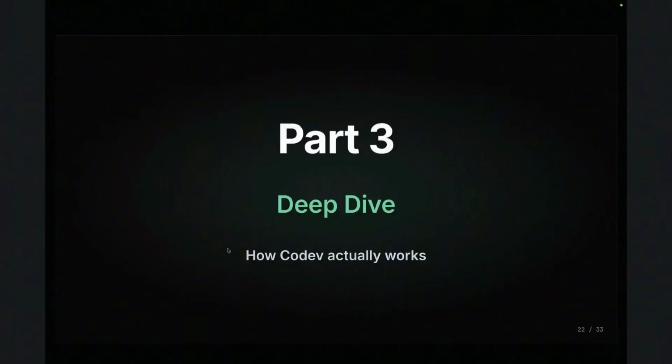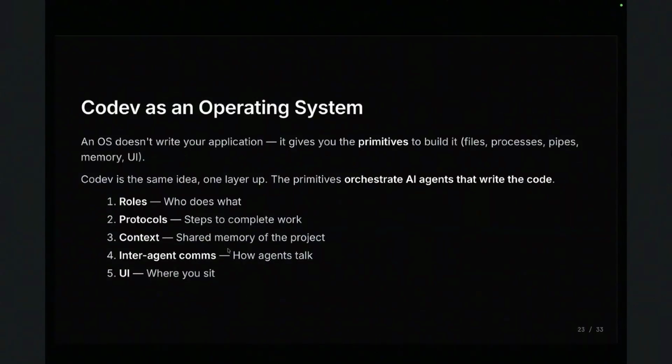So let's just take a moment here to review where we've been and where we're going. Earlier on, we talked about what Codev was, a set of principles, and then showed the result of applying those principles. But what does that mean in practice? The way I think about it is I think of Codev as an operating system. In much the same way that an operating system doesn't write your application, it's a set of primitives that you can assemble to build your orchestration system.